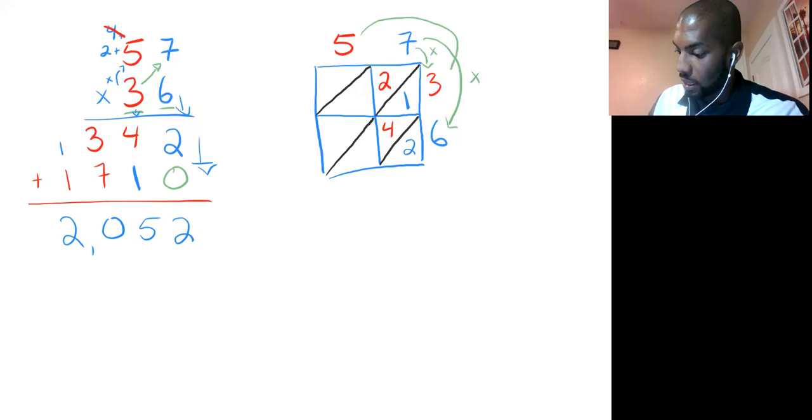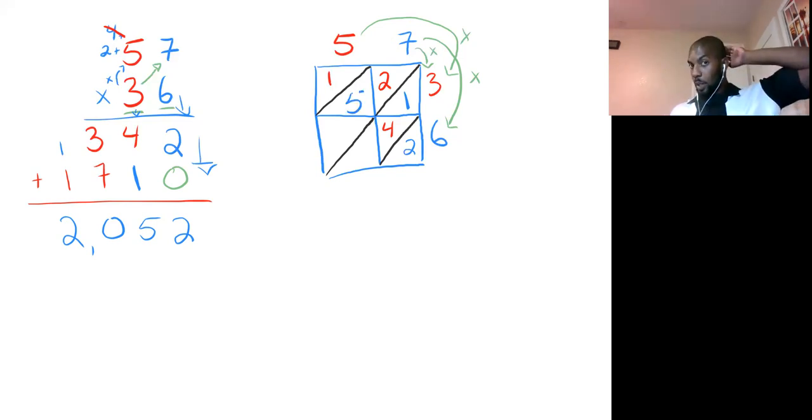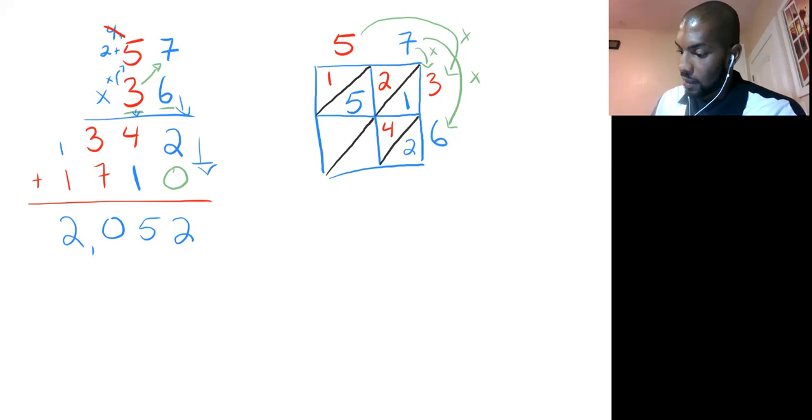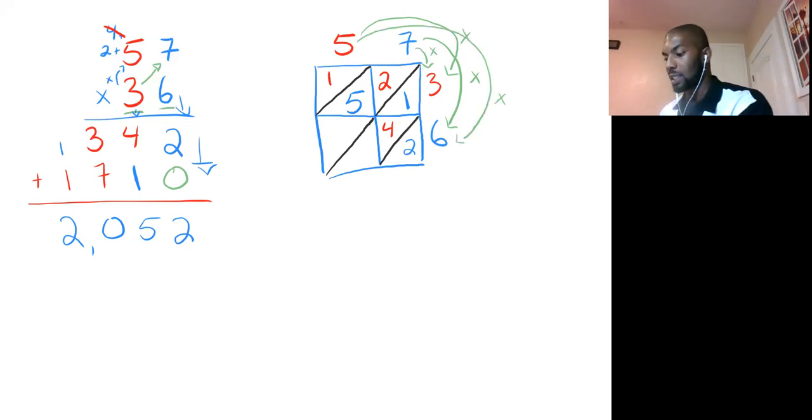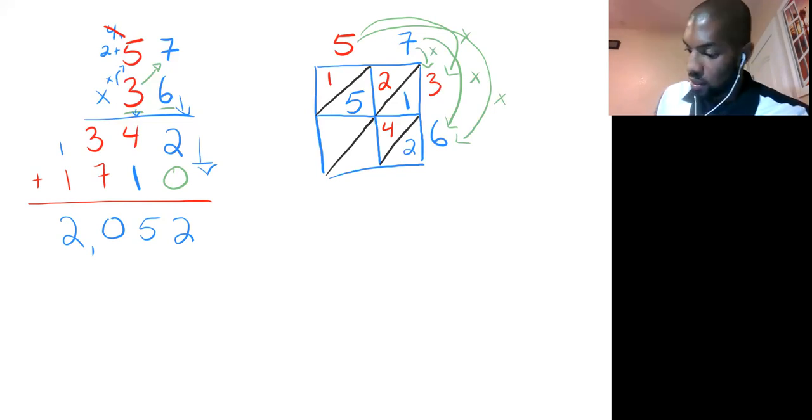Then I do the 5s. 5 times 3 will fit into this box, which is 15. I put the 1 here and the 5 there. I'm going to slow down just a bit so people can catch up. And then finally, I do the 5 times 6. 5 times 6 will go in this box, the last remaining one. 5 times 6 is 30. So you put the 3 here and the 0 there.